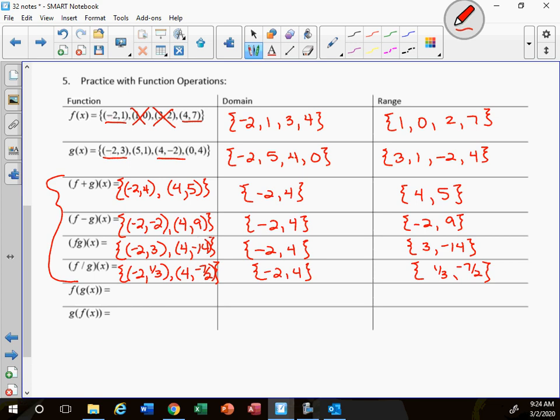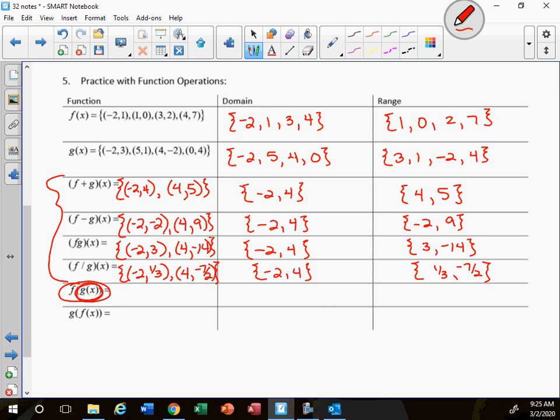Okay, so the actual operations on the functions, are those pretty straightforward and simple? Okay. Do you see how the last two are different? All right, those are composition of functions. So the first one here, f of g of x. I start with g of x on the inside, right? So let me show you what this means. So I have to start with the g of x function. My first input is a negative 2, and that gives me an output of 3, right? I then take that output.